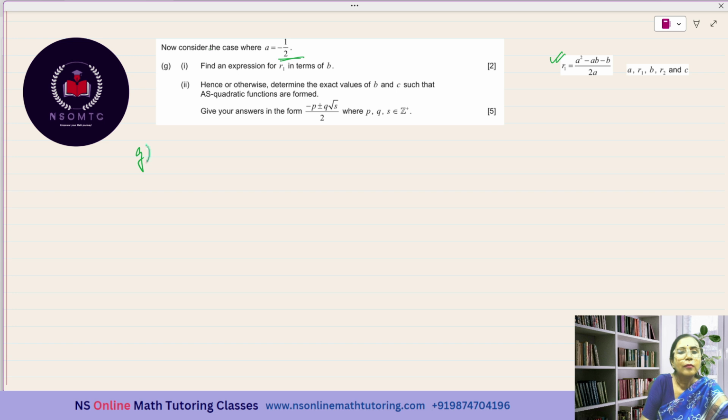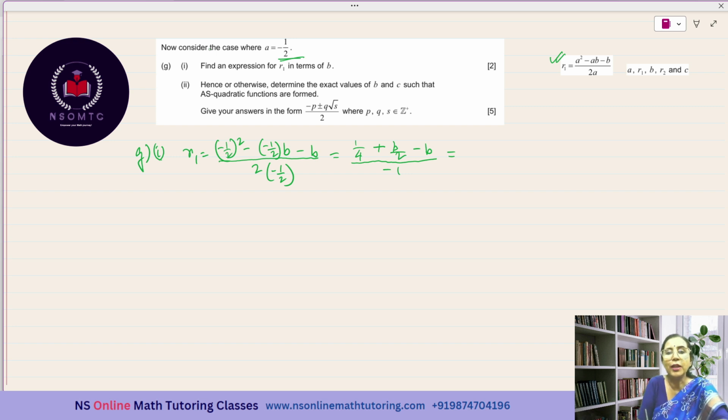So R1 is equal to negative half whole squared, minus negative half b, minus b, over 2 times negative half. Okay, so this is equal to 1 over 4. Negative half whole squared is 1 over 4, and this is plus half b, or b over 2, minus b, over 2 times negative half, which is negative 1. And b over 2 minus b is equal to negative b over 2.